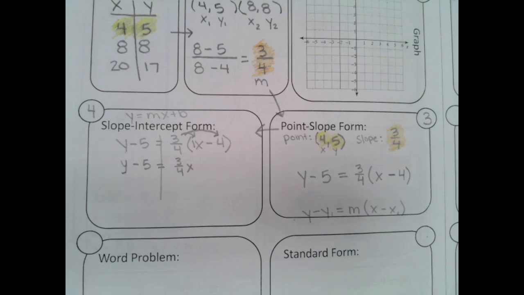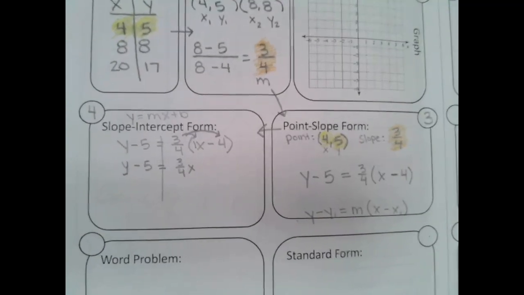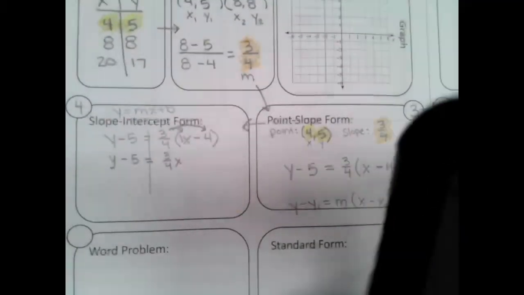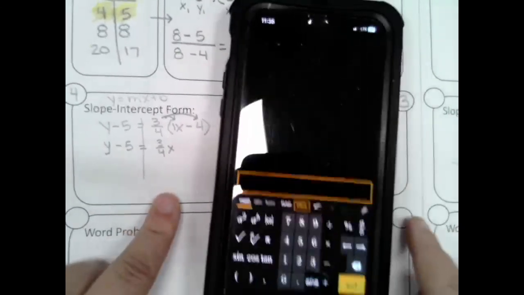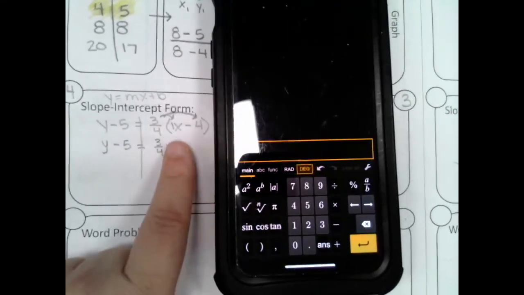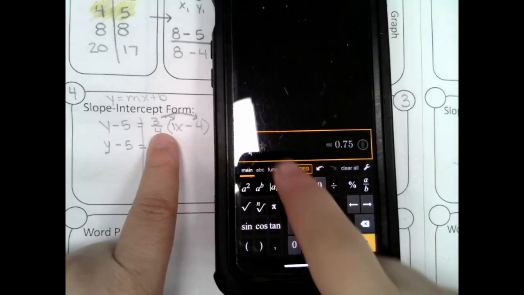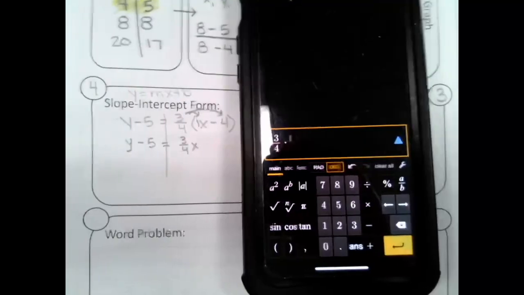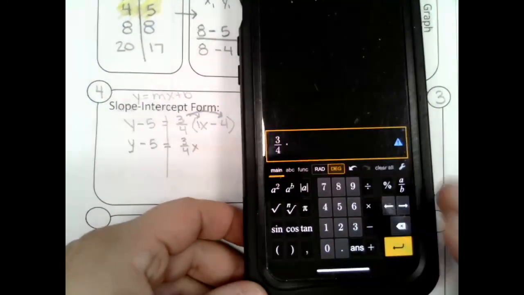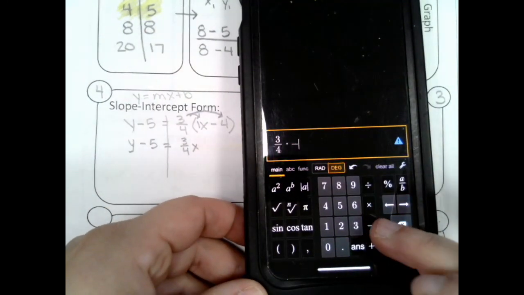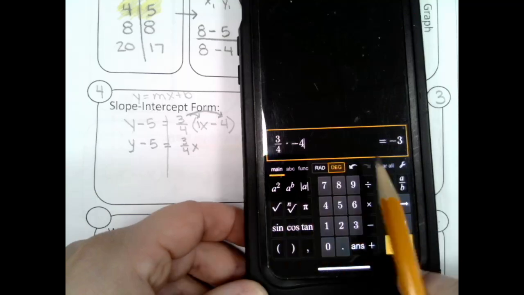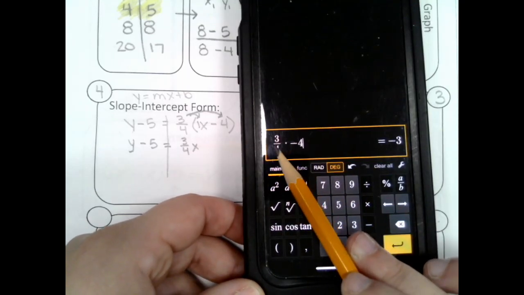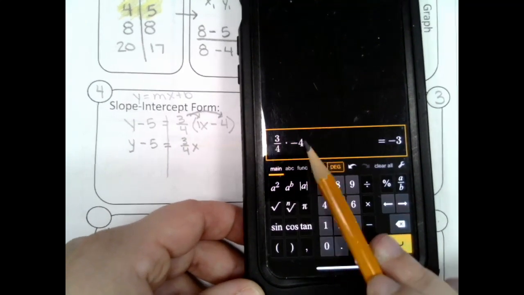Alright, so now when I do 3/4 times 4, I can just use my handy dandy calculator to do that for me. So 3/4 times, is it 4 or negative 4? Either one. But I would do -4 personally, because I see that -4. And that 4 on the bottom really tells us we're dividing by 4. So if I multiply by 4, it undoes the division, and we end up with just -3.